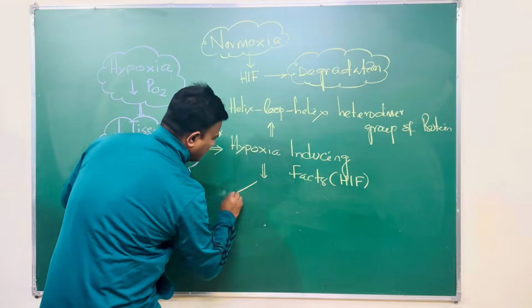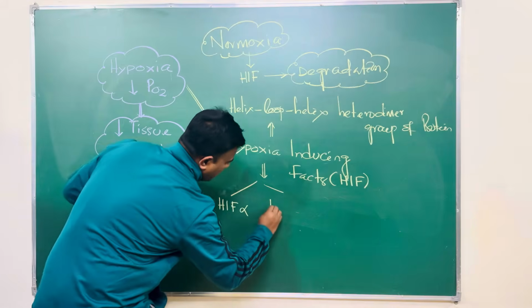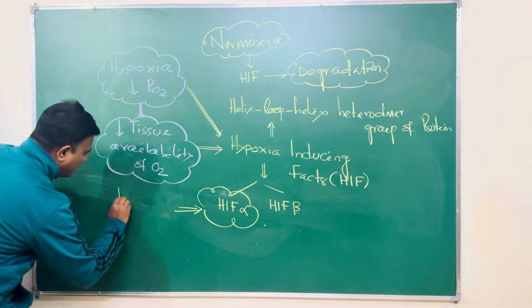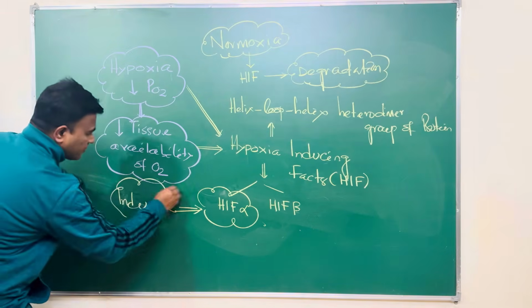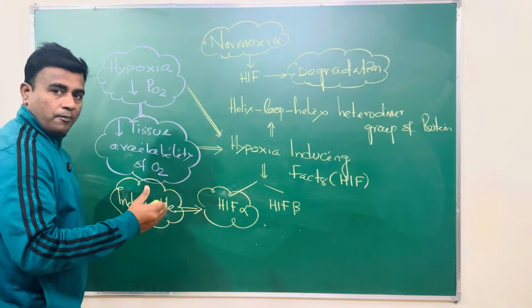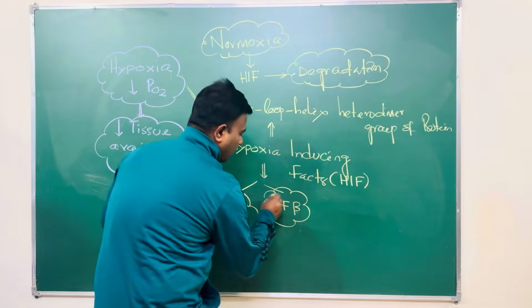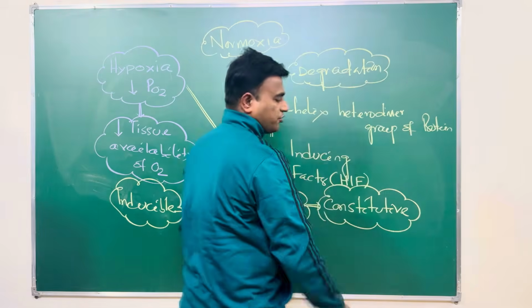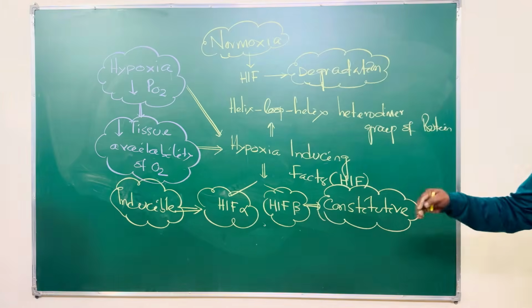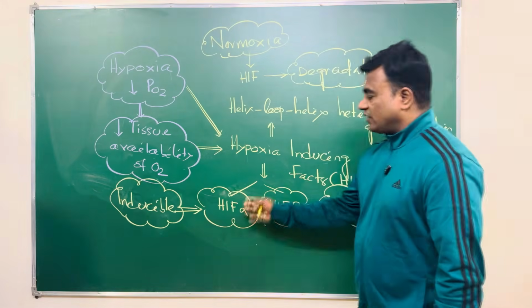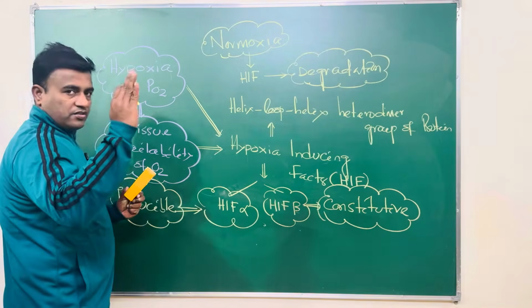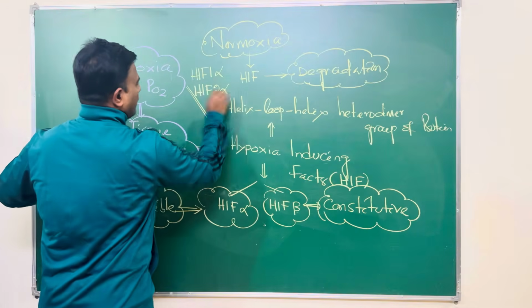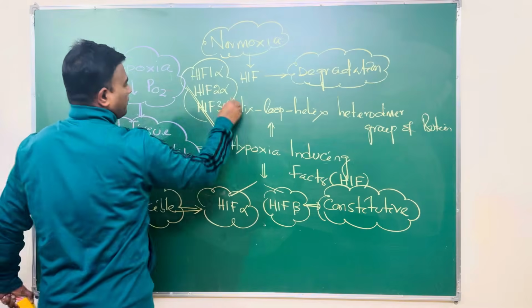This HIF has two forms, HIF alpha and HIF beta. HIF alpha is the inducible form. Point to be noted, inducible means that during hypoxia, this is induced, this is formed. HIF beta is the constitutive form. That means it is always expressed and its level does not change with the availability of oxygen, hypoxia or normoxia. This HIF alpha exists in three isoforms: HIF 1 alpha, HIF 2 alpha, HIF 3 alpha.